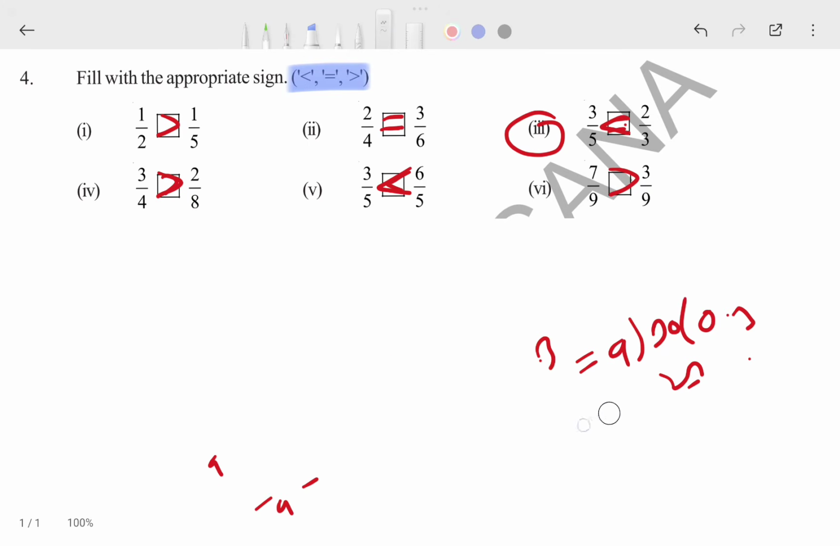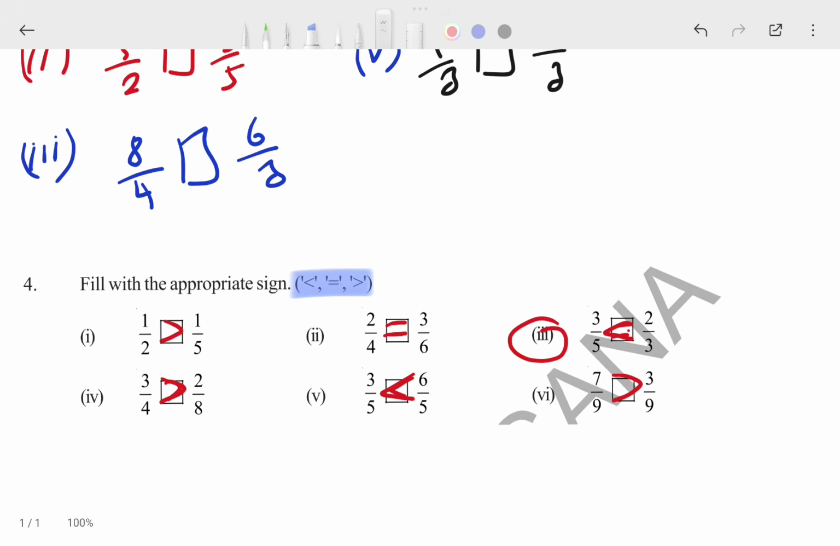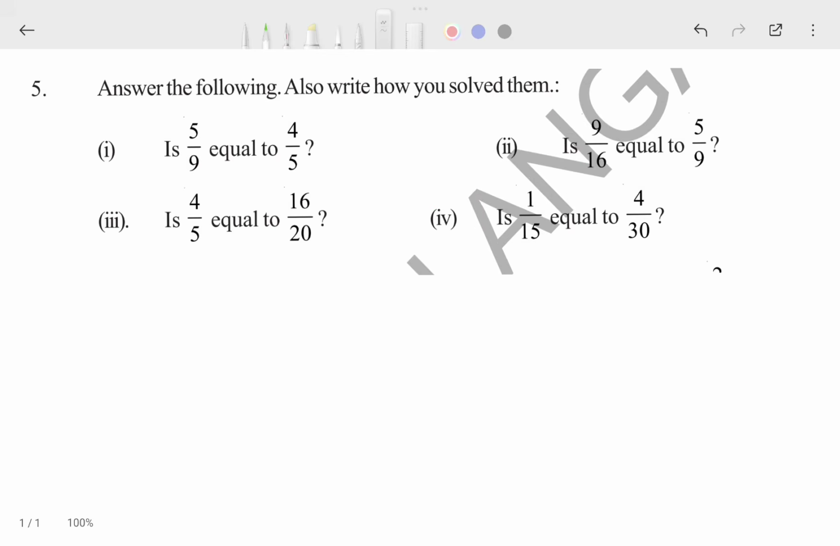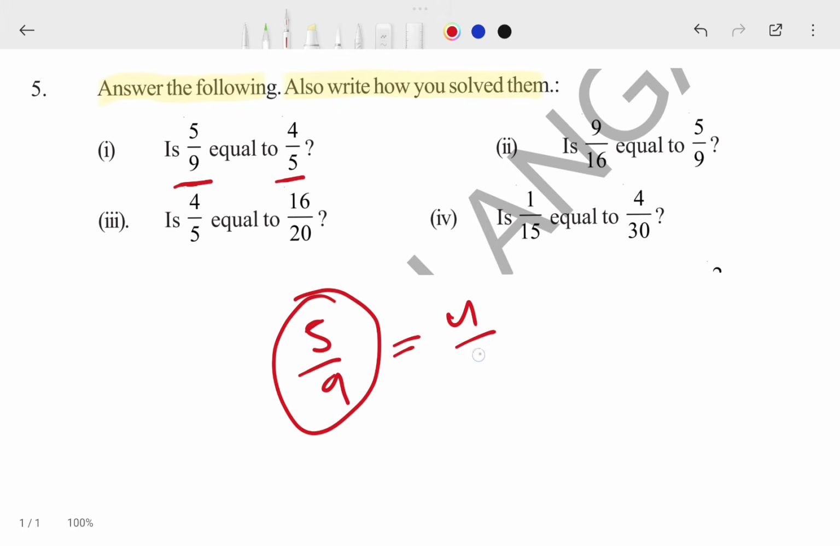Okay, right. So generally this question is totally completed here, and I hope you will not have any kind of doubt. So let's see the next, fifth question. Alright, so let's talk about the fifth question. The fifth question says to answer the following, also write how you solve them. So we have to look at this question. If you look at the first question, it is telling: is 5 by 9 equal to 4 by 5 or not? This is given 5 by 9 and it is asking, is it equal to 4 by 5 or not?